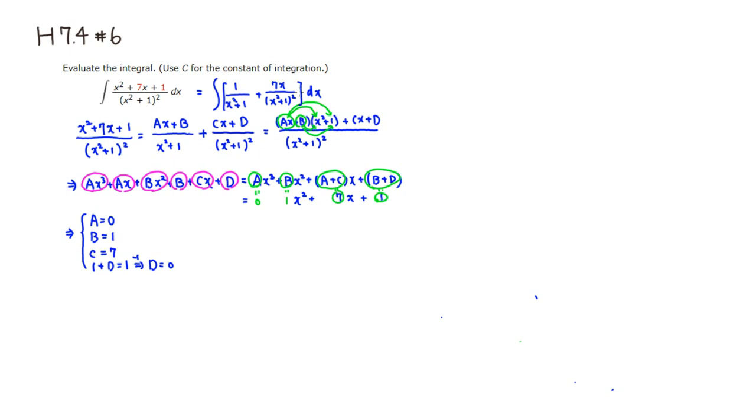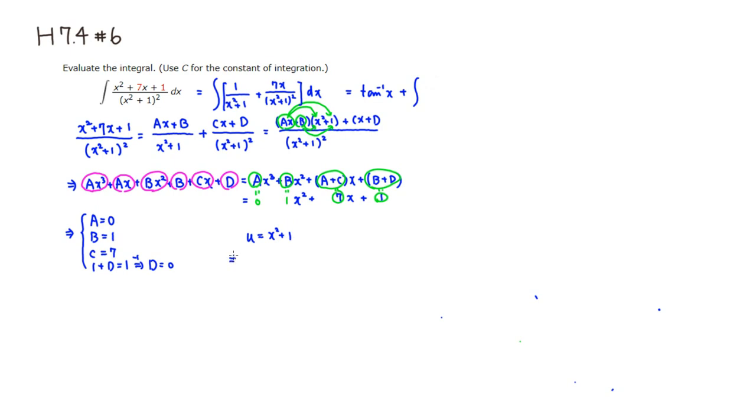Let's split this into two integrals. The first one is actually arctangent, so you have an arctangent of x. But for this one, I'm going to have to use substitution. So you have a 7x. Why don't I just go ahead and do that first? For the substitution in this case, I'm going to let u equal x squared plus 1.